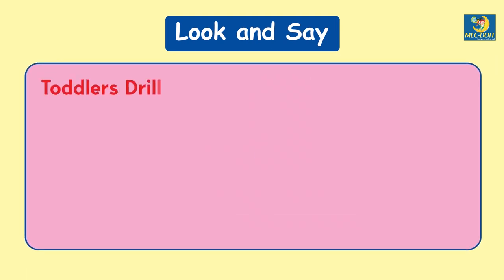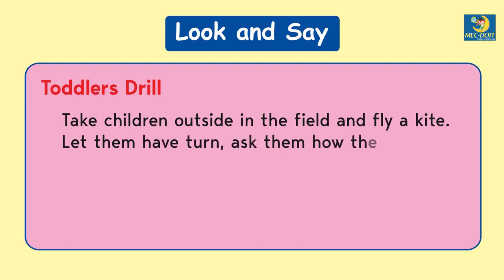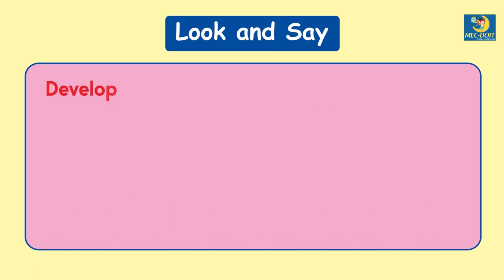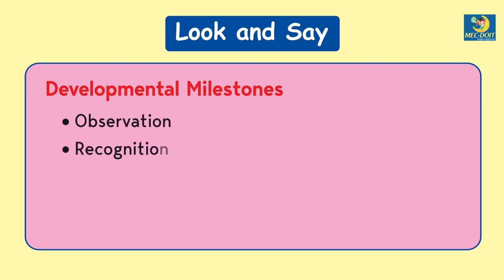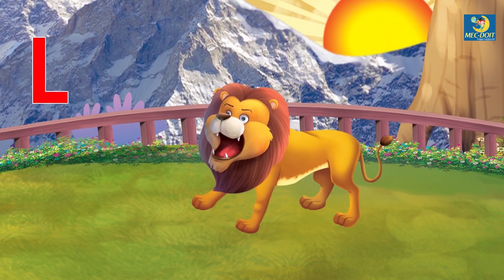Toddler's drill. Take children outside in the field and fly a kite. Let them have a turn. Ask them how they feel. Do they have to pull hard when the wind blows hard? Tell them the reason. Developmental milestones. Observation. Recognition. Association.